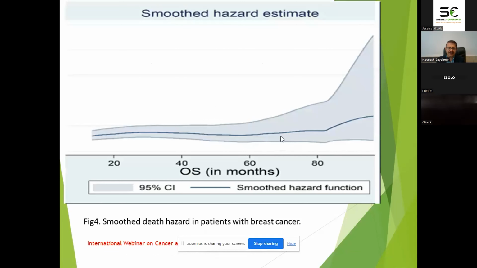And here we see a small hazard estimate. It shows that after 80 months, the hazard of death increases. Here we see the hazard of death against time. We can see a constant rate of women dying during follow-up, but after 80 months, the risk of dying increased dramatically.